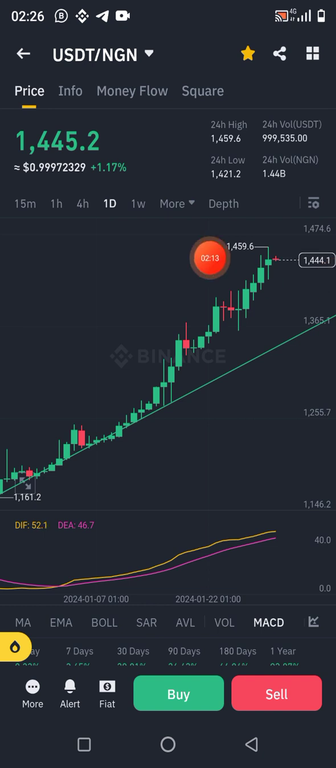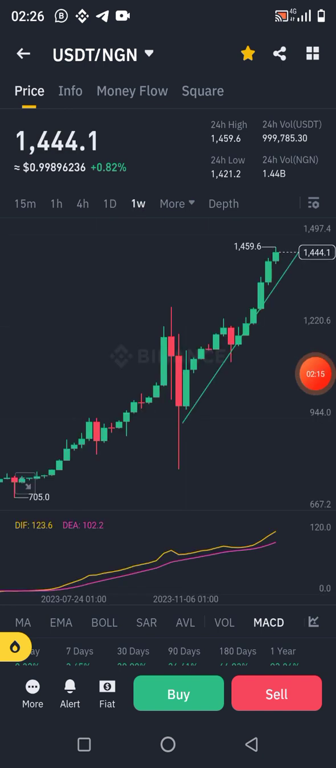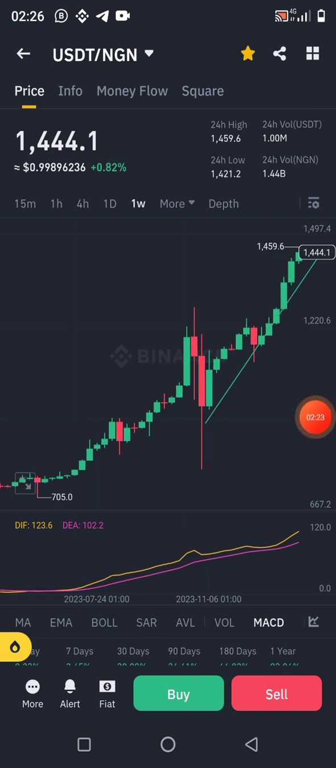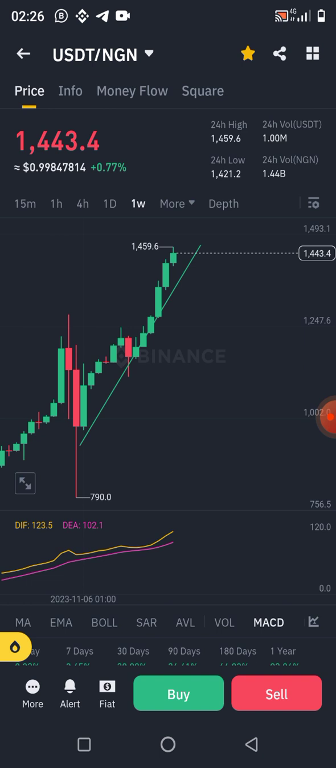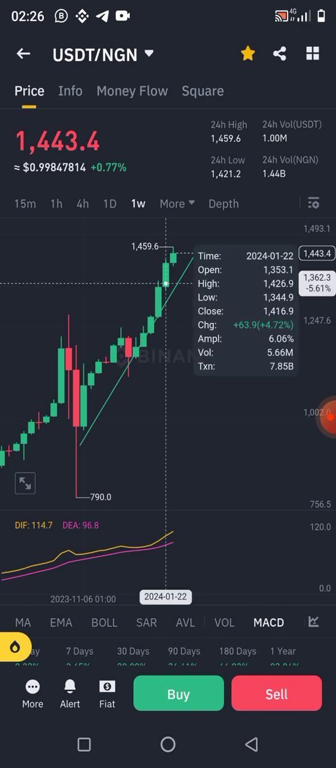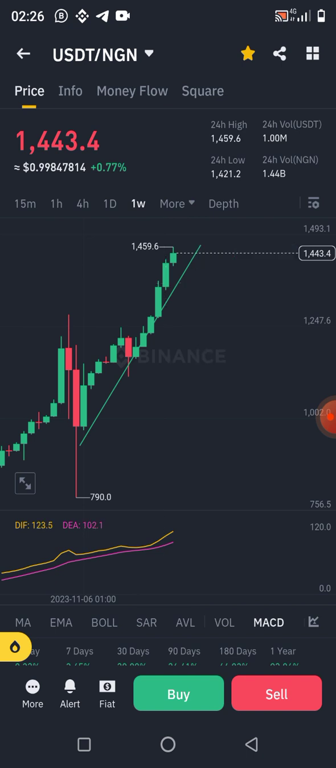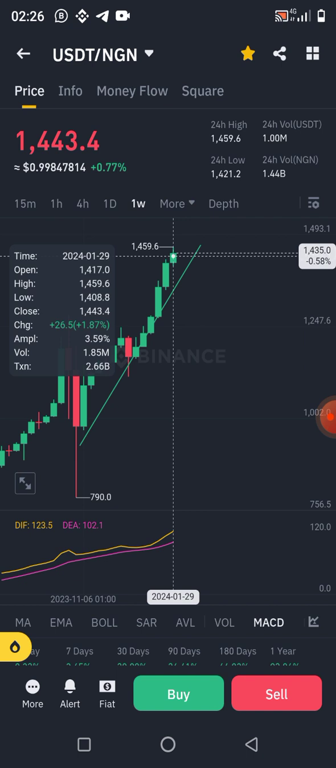Okay, this is a 1 day time frame. Let's use the 1 week. So we're in 1 week. This is the week we are in. This is the previous week, the candle for the previous week, because each candle here represents 1 week. You can see that it traded as low as 1344. So if you bought at the low for the previous week, at 1344, the present price is now at 1443.